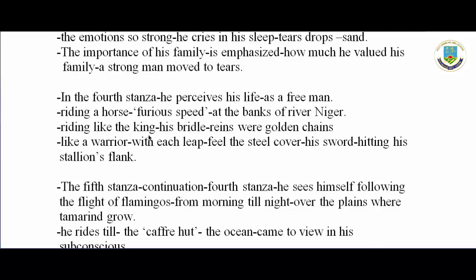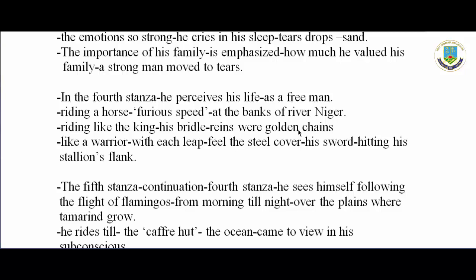So his bridle reins were golden chains. Since he is a king, the bridle reins, the rope that is used for controlling the horse, were made of golden chains. And like a warrior, as he leaps forward, with each leap he could feel the steel cover, that is the scabbard, of his sword hitting his stallion's flank, the side of his horse.